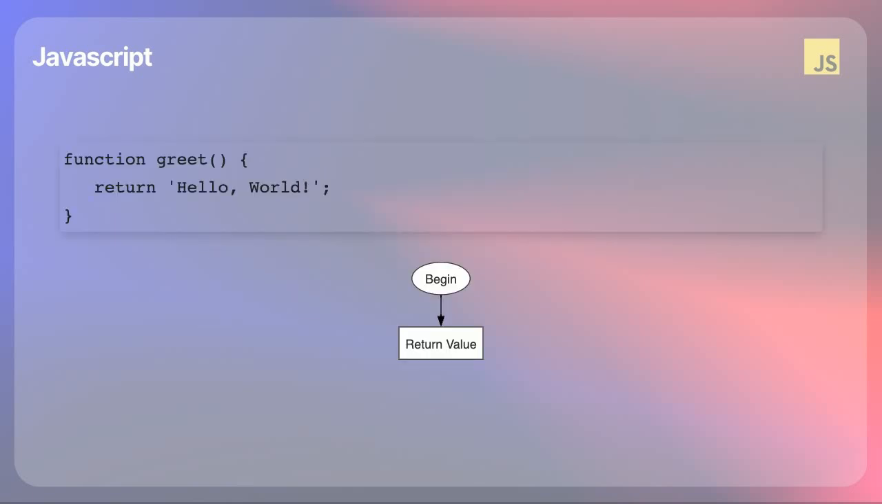Here's an example of a simple return statement. We're defining a function called greet that takes no arguments and returns the string "hello world". Let me show you the code.